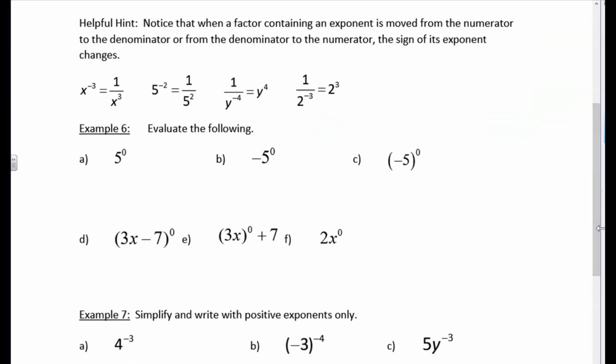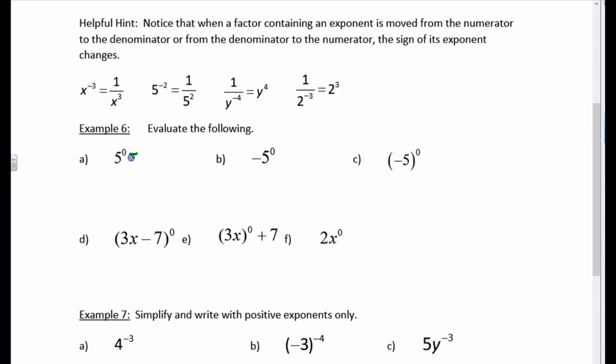So, helpful hint, notice when a factor containing an exponent is moved from the numerator to the denominator, or from the denominator to the numerator, it is the sign of the exponent that changes. So x to the negative 3rd is 1 over x cubed. 5 to the negative 2 is 1 over 5 squared. So let's just evaluate these now.